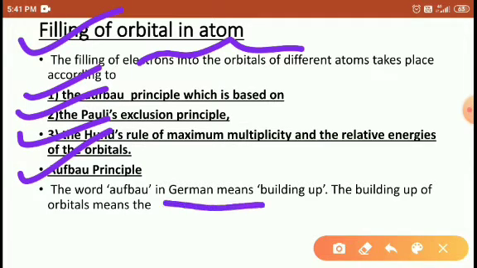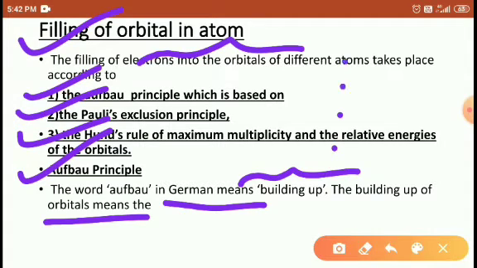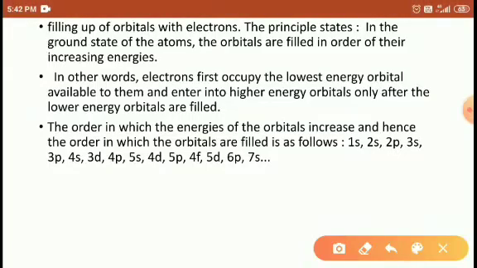Aufbau is a German word meaning building up. Aufbau means the building up of orbitals. Building up means things are kept one above the other in a systematic order, from lower to higher. That is the building up, right students? So for filling of orbitals with electrons, the principle states that in the ground state of atoms, the orbitals are filled in the order of increasing energy.